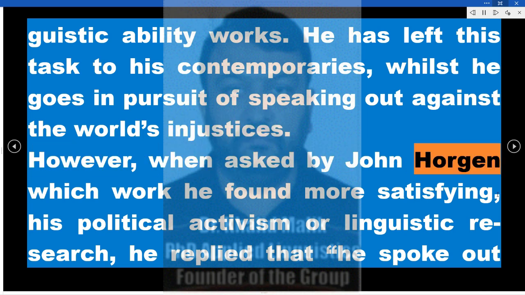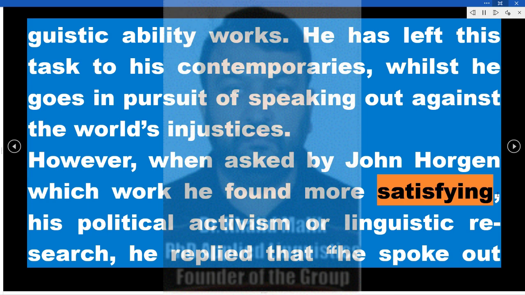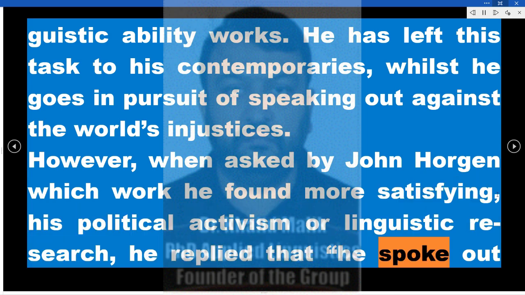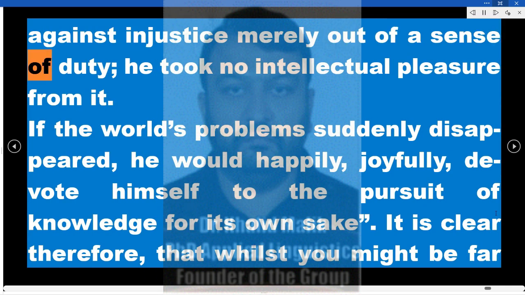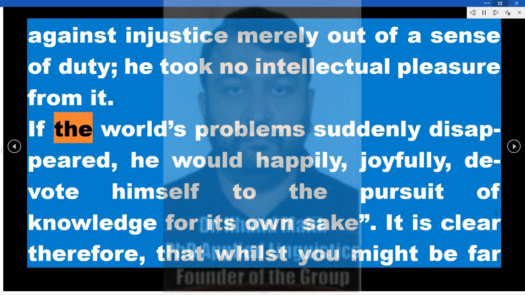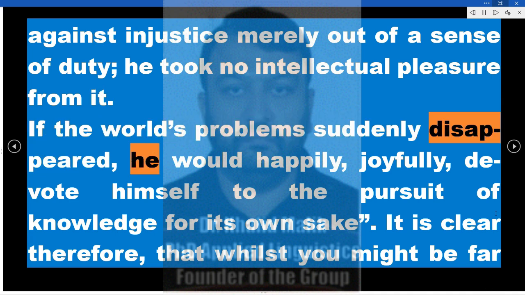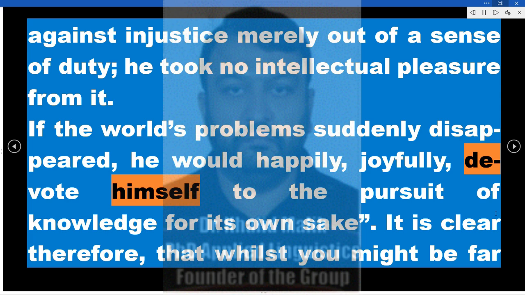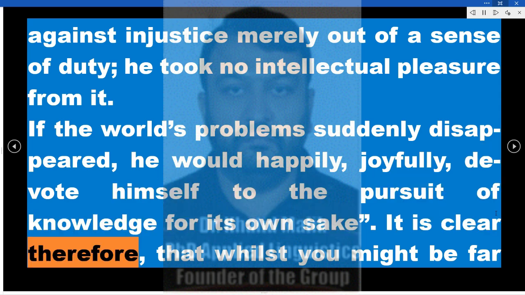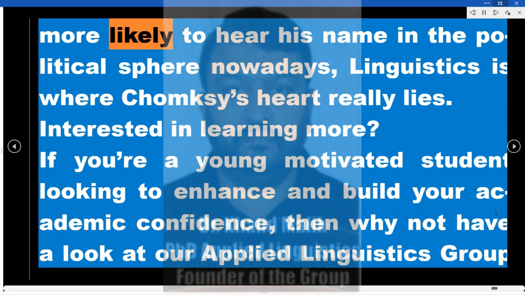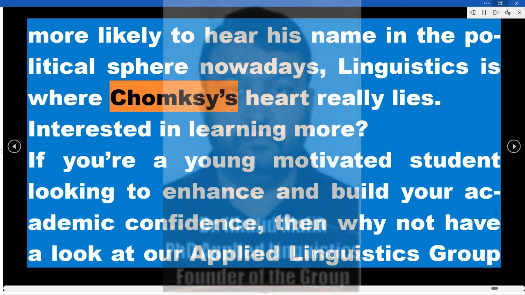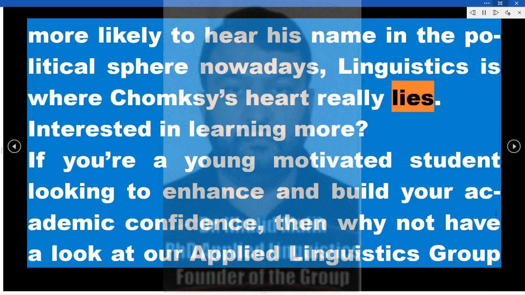However, when asked by John Horgan which work he found more satisfying, his political activism or linguistic research, he replied that he spoke out against injustice merely out of a sense of duty. He took no intellectual pleasure from it. If the world's problems suddenly disappeared, he would happily, joyfully, devote himself to the pursuit of knowledge for its own sake. It is clear, therefore, that whilst you might be far more likely to hear his name in the political sphere nowadays, linguistics is where Chomsky's heart really lies.